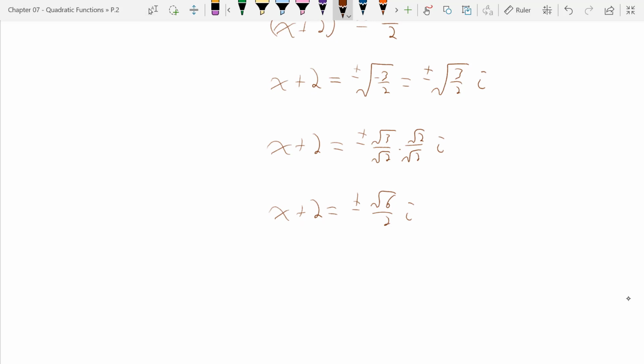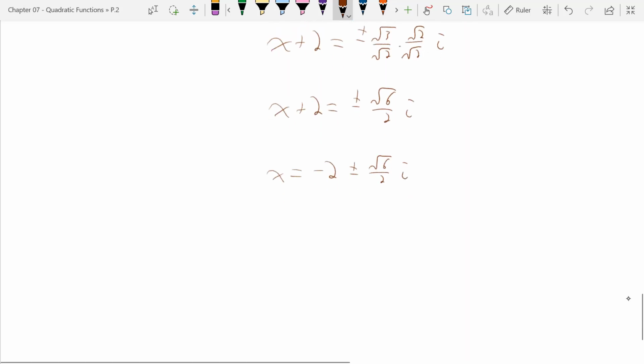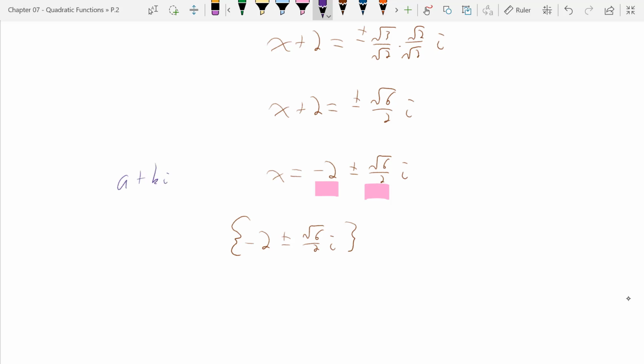Then all I need to do is subtract the 2 over, so x is equal to negative 2 plus or minus root 6 over 2, i. That gives me my two solutions. These happen to be complex solutions, complex numbers, but they are my two solutions. Do not add the negative 2 and the root 6 over 2, because I want to keep this in a plus bi format since it is a complex number. So we're going to keep this as it is. If it's just a straight up radical, we would add them, but this is not.